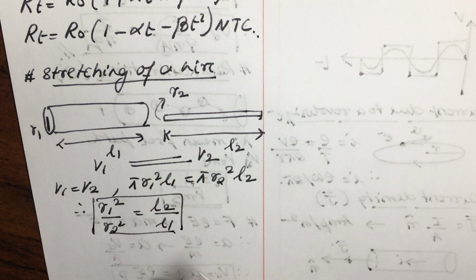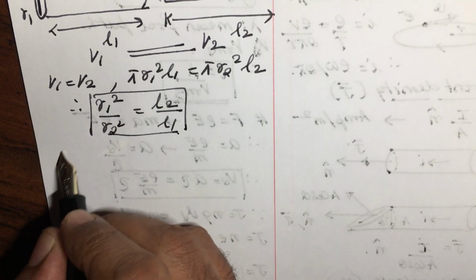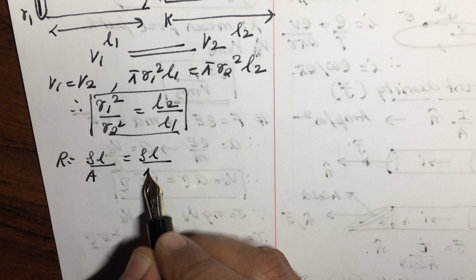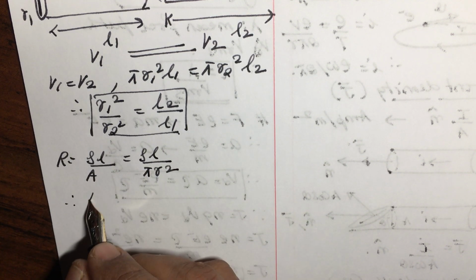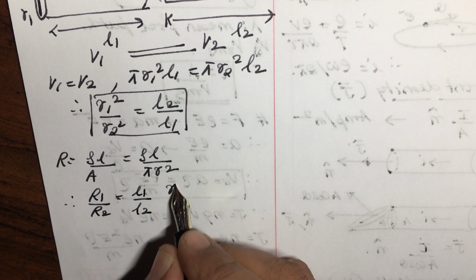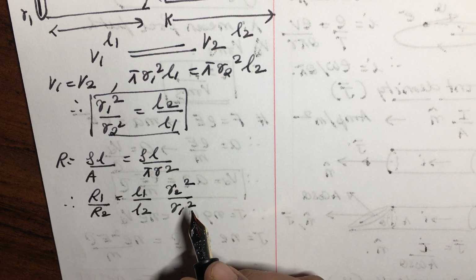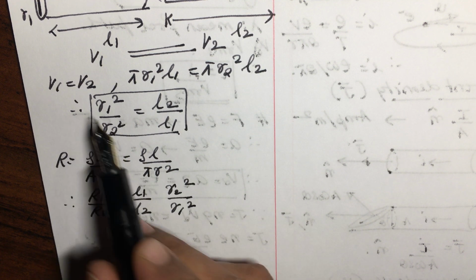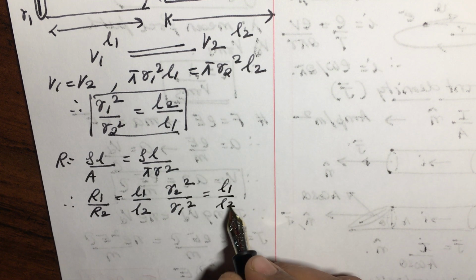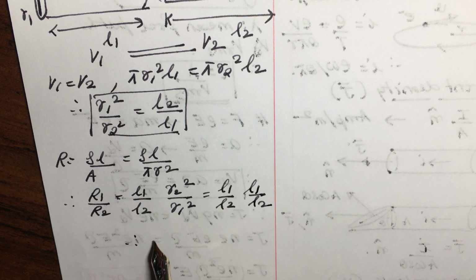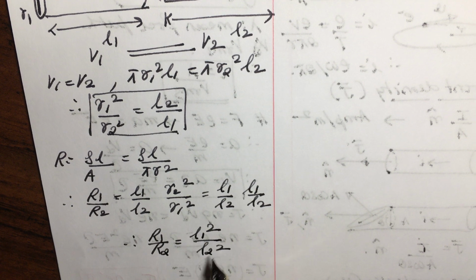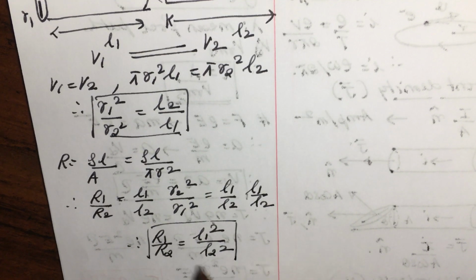Now, do we know that resistance can be written as R equals rho L by A, that is rho L by pi R squared. So therefore R1 by R2 would be L1 by L2 times R2 squared by R1 squared. Over here, R2 squared by R1 squared will be L1 by L2. So we'll have L1 by L2, L1 by L2. So therefore R1 by R2 is L1 squared by L2 squared. This is a shortcut formula. Please remember this.